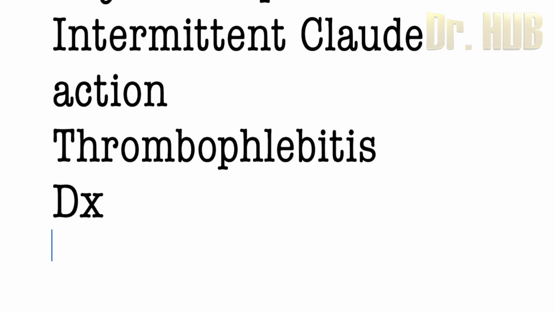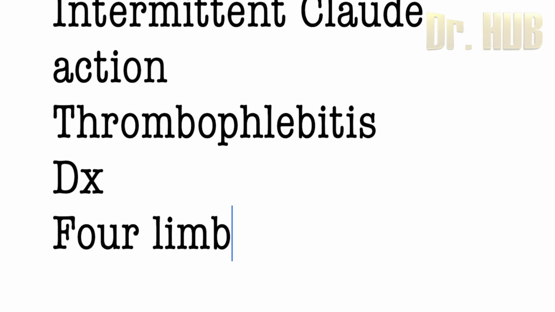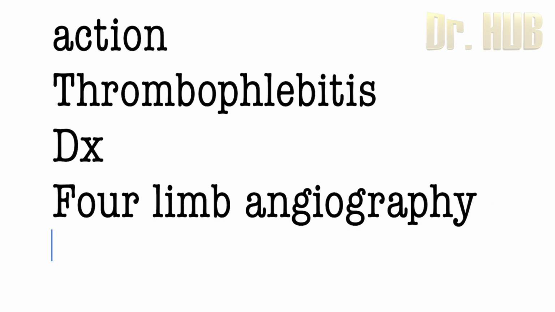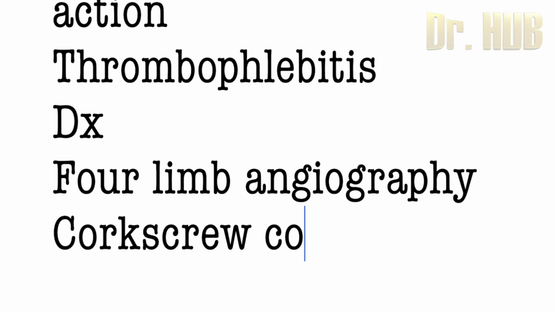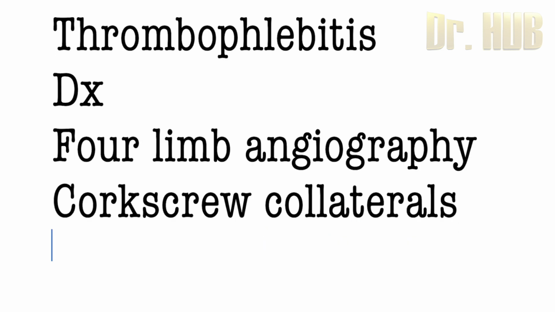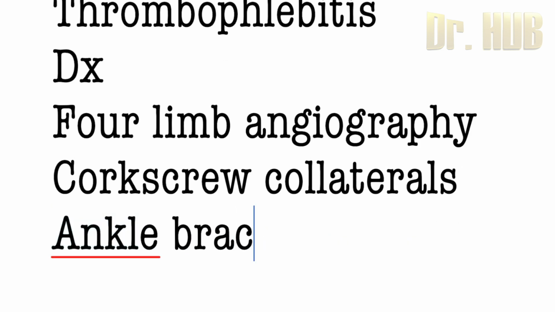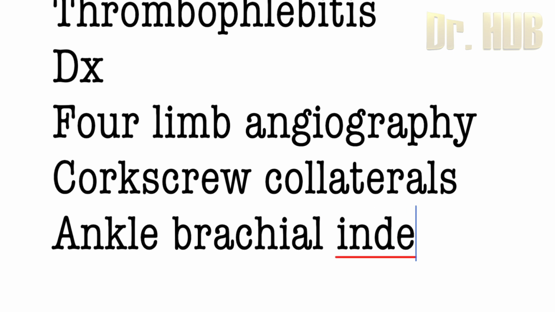Next is diagnosis. Diagnosis includes four-limb angiography, which shows corkscrew collaterals, and also the ankle brachial index. So these are the diagnostic tools.